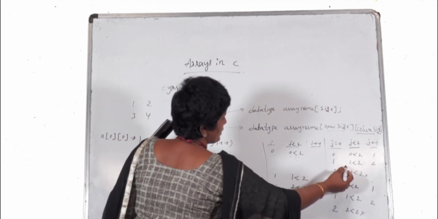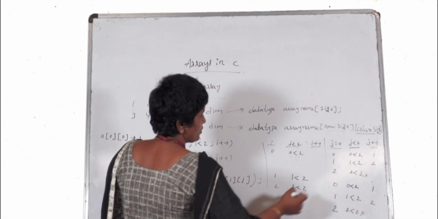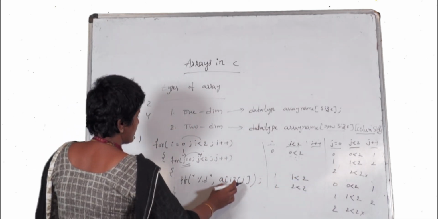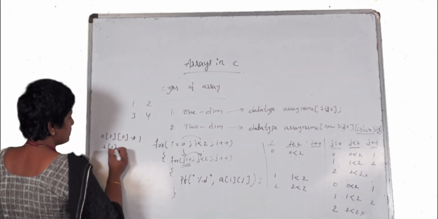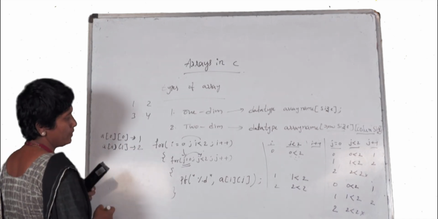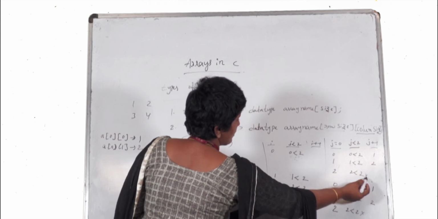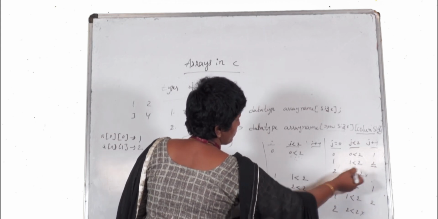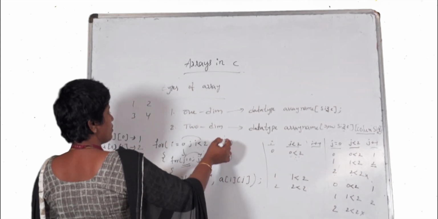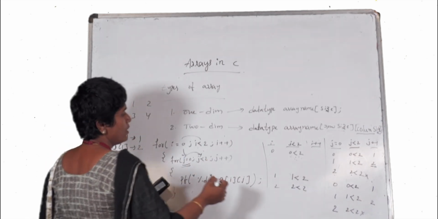Same thing, it will check the condition 1 less than 2. This condition is true. So it will go to the printf statement a of i and j. What is the value? a of 0, 1. That means it will print the value 2. Next j plus plus, it goes to the updation part. j becomes 2, and 2 less than 2 is false. So it will go to the outer updation part, that means i plus plus. Now i becomes 1.